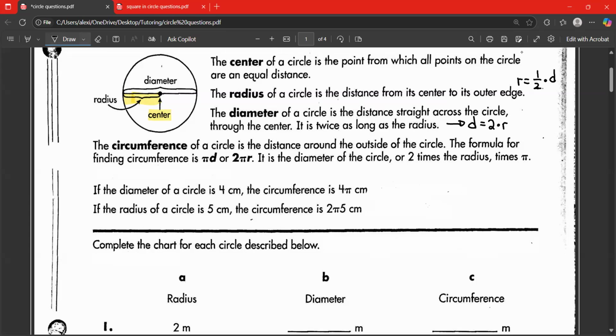The formula for circumference is pi times diameter or 2 pi times radius. These formulas are the same thing because remember, diameter is equal to 2 times the radius.